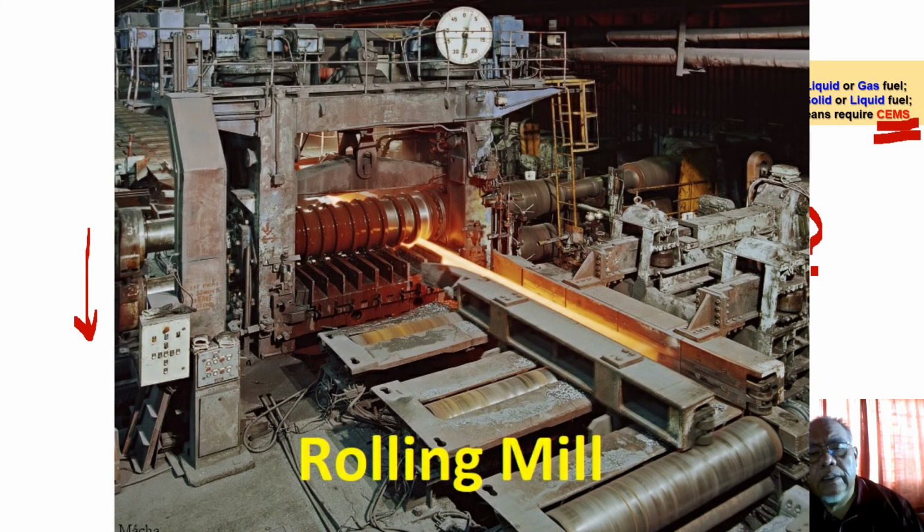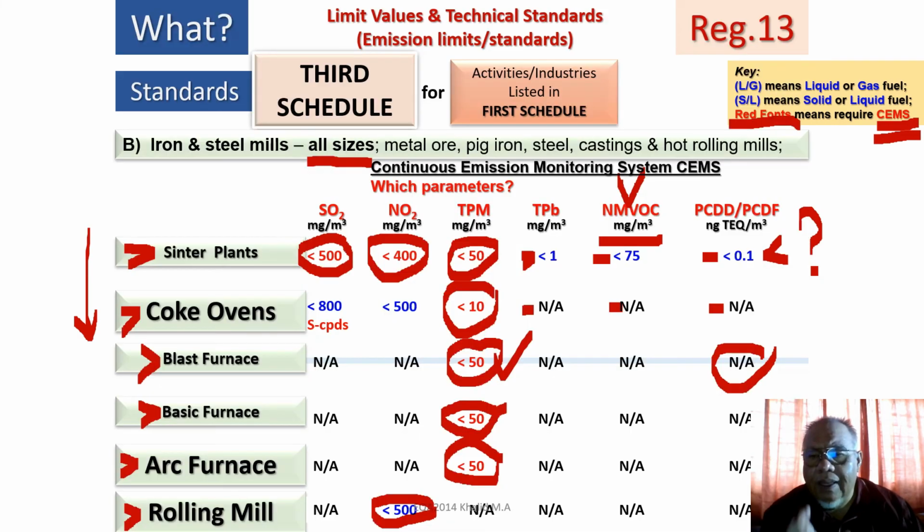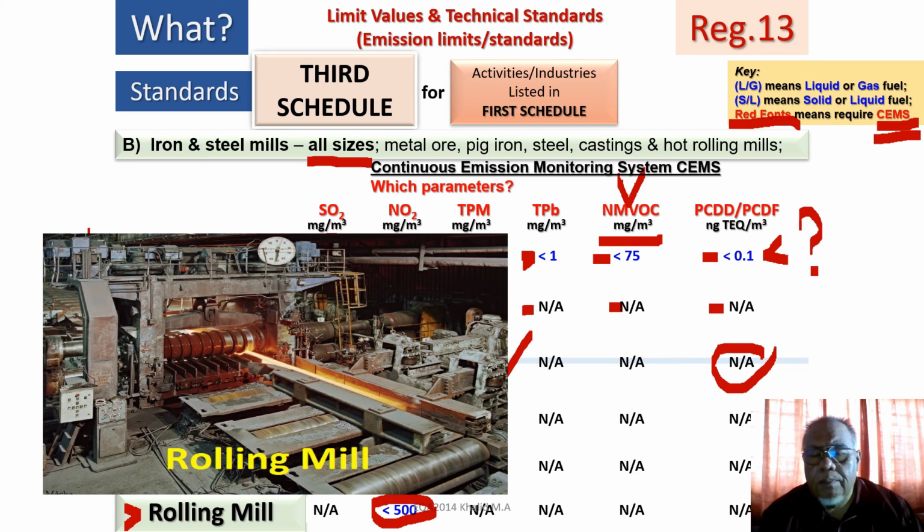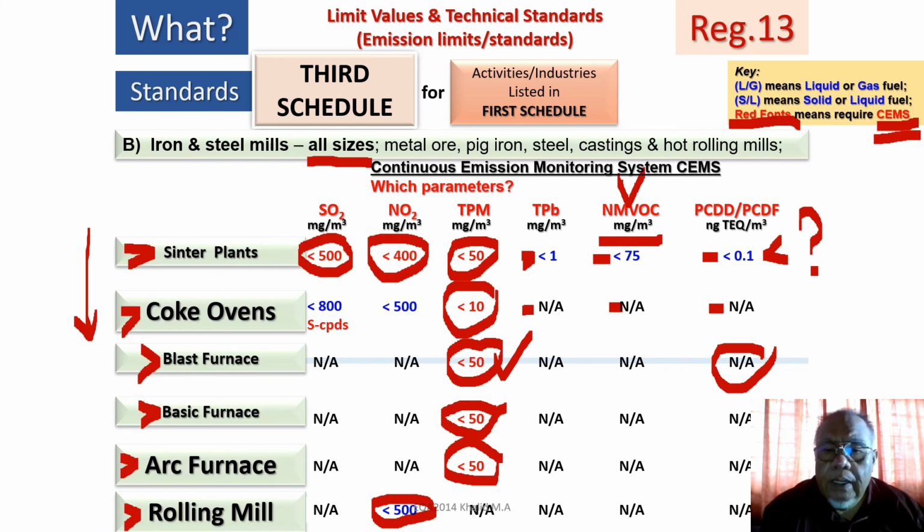The law says only nitrogen dioxide, and that they don't need to install CEMS. And all the other parameters like sulfur dioxide, total particulate matter, total lead, and non-methane volatile organic carbon, and also dioxin and furan doesn't apply to them. I believe it's clear.